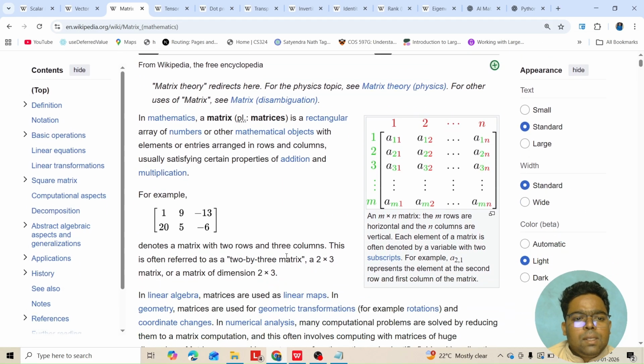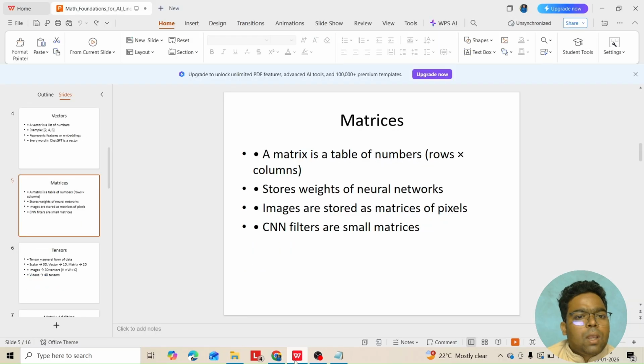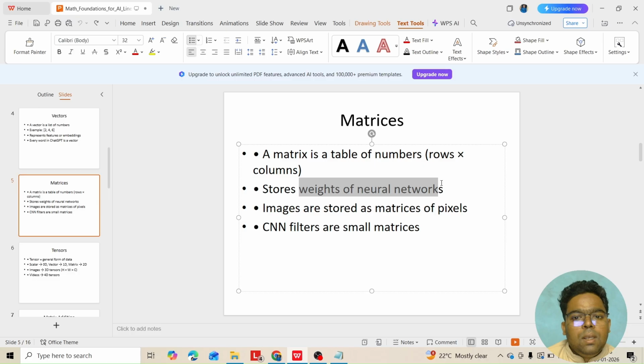So you can see that is from the Wikipedia example. We can see that it is nothing else but a 2 cross 3 matrix, because it has 2 rows. In the first row it has 1, 9, minus 13, so it has 3 columns itself. So I am talking about a term that stores the weights of the neural network.